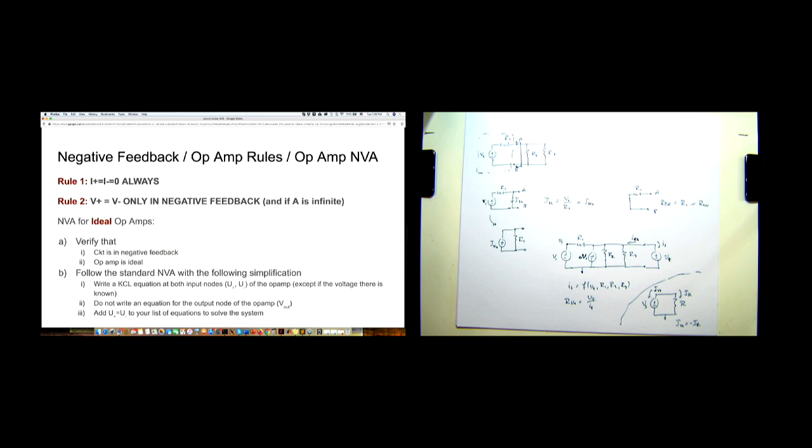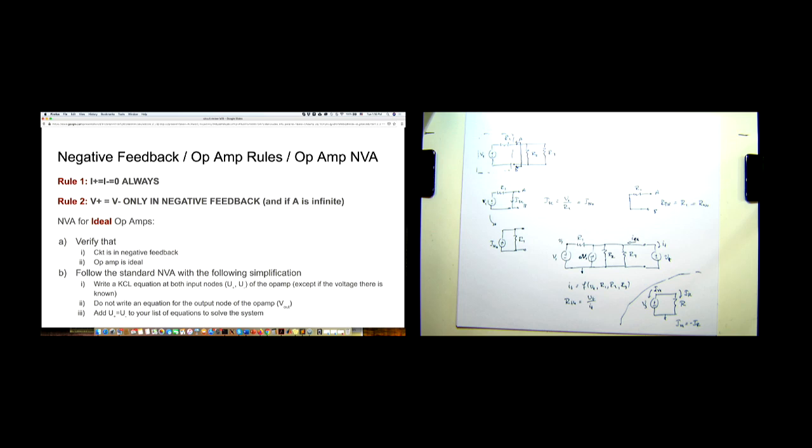So the op-amp rules that we have in this class are that I plus is equal to I minus is equal to 0, for ideal op-amps, and V plus is equal to V minus only when you hook this up in negative feedback, right? And if the gain is infinite. Now, there is a simplified NVA that was covered in class for op-amps.